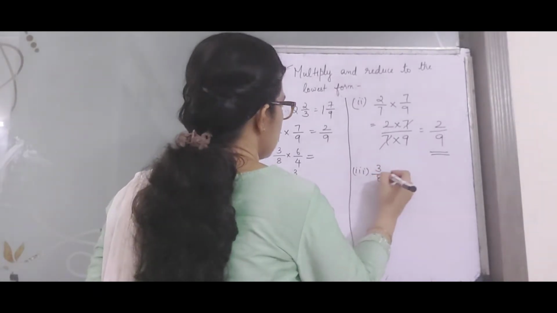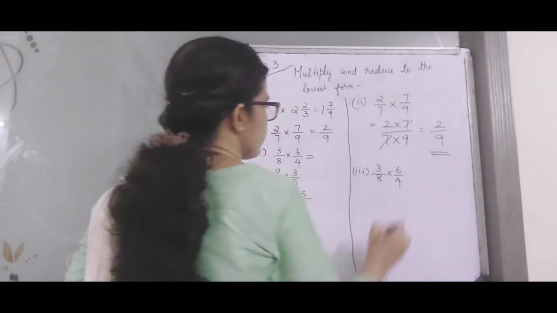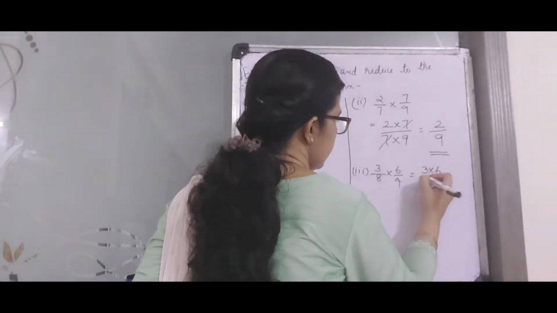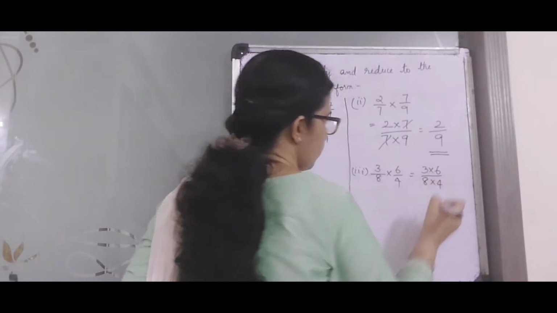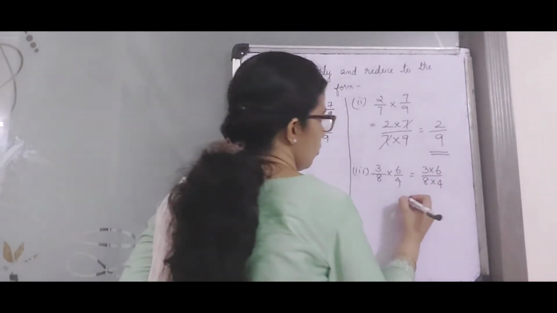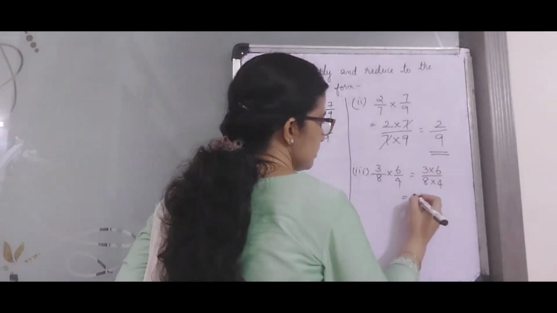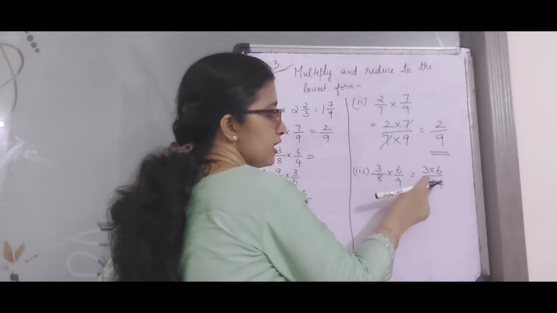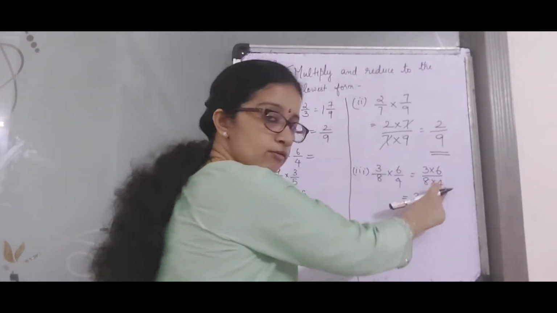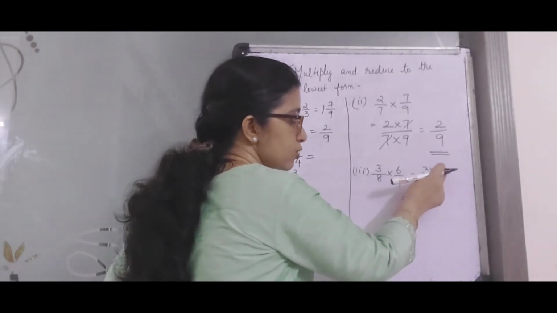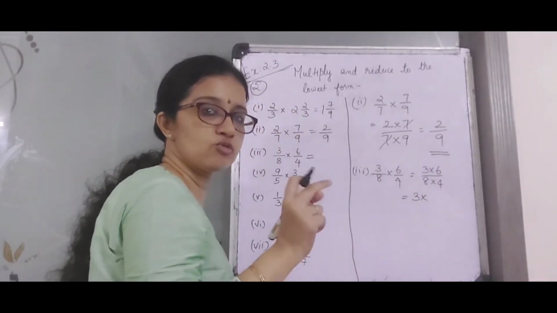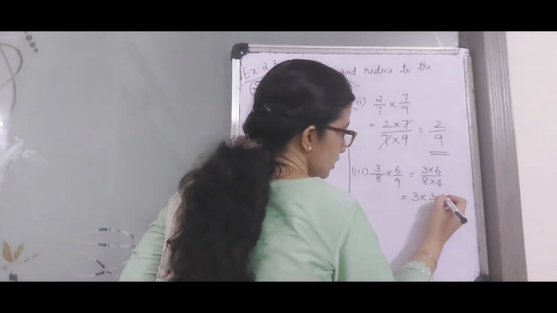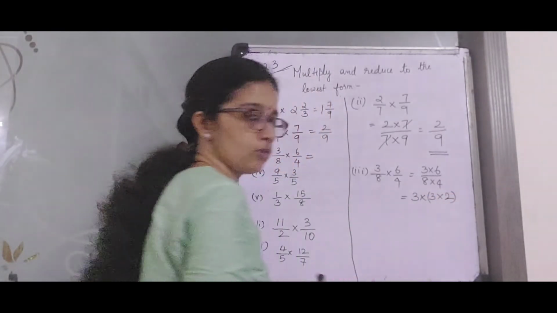3 by 8 into 6 by 4. Okay, is equal to 3 into 6 divided by 8 into 4. Okay, so how can we write this 3 into 6? This can be written as 3 into 3 into 2, right? Because denominator also we can write it in terms of multiples of 2, right? 8 and 4. So let's write numerator also in terms of multiples of 2, so that you can cancel numerator and denominator. Okay, so 3 into 2, right? 6 is 3 into 2, right?